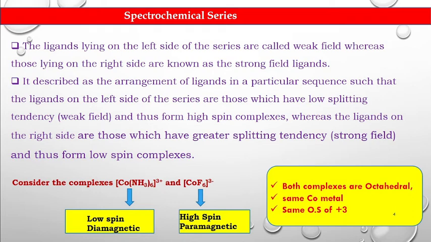So basically it favors low spin complexes. Cobalt 3 plus means d6, all 6 electrons occupy the t2g levels and all are paired, so it is diamagnetic. But in the case of fluoride, fluoride is a weak field ligand, the delta naught value is small, so the electrons will move to the eg level easily, and it favors high spin complexes. There will be 4 unpaired electrons, and therefore it is paramagnetic in nature.